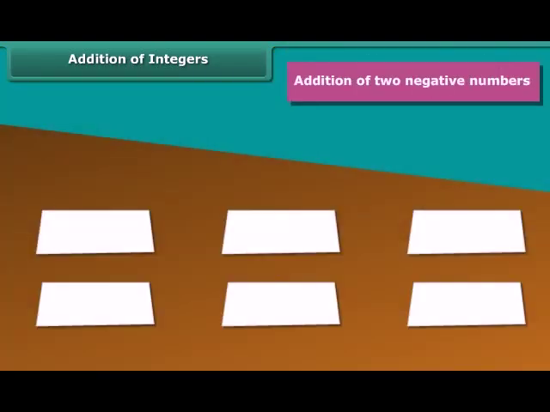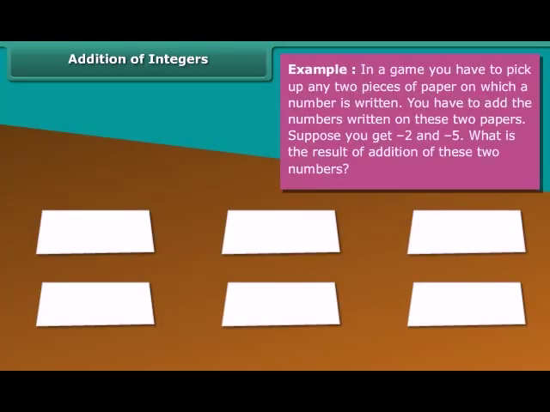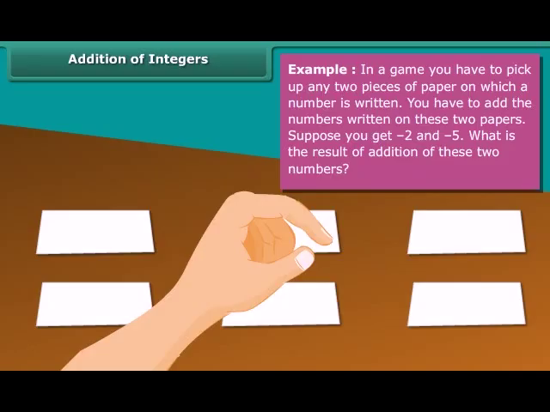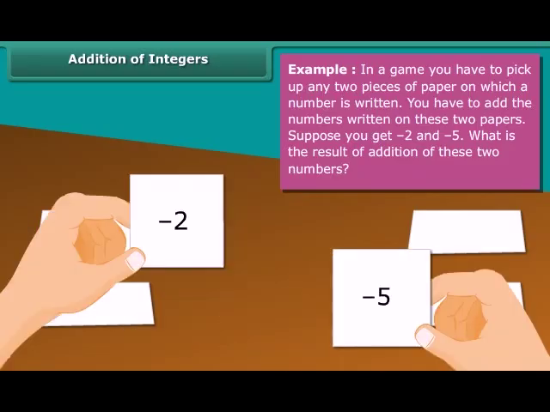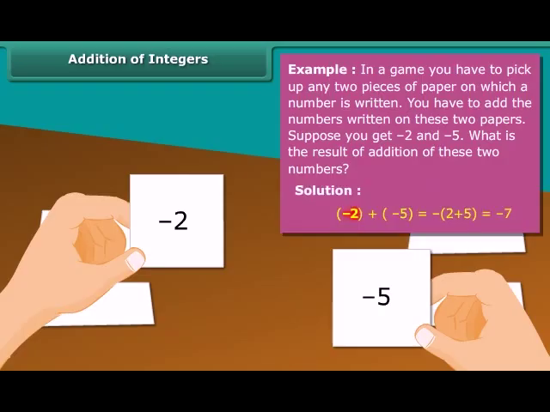Addition of two negative numbers. Example. In a game, you have to pick up any 2 pieces of paper on which a number is written. You have to add the numbers written on these 2 papers. Suppose you get -2 and -5. What is the result of the addition of these 2 numbers? -2 plus -5 is equal to -(2 plus 5), which equals -7.